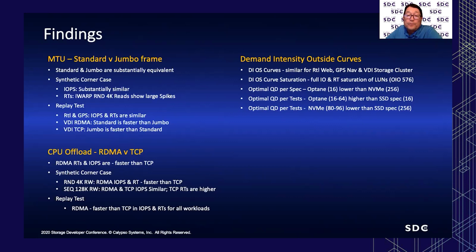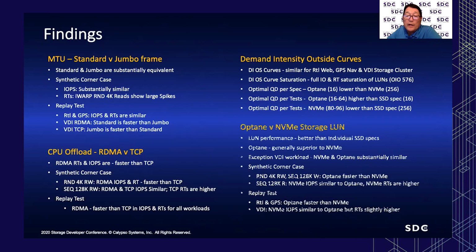In the individual SSD spec, we saw that the optimal queue depth for Optane was 16, and for NVMe it was 256. But in the actual test, we saw Optane had optimal performance between 16 and 64 queue depth, which is much higher than 16. And the NVMe had optimal performance at the 80 to 96 queue depth, which is much lower than 256. So these differences in optimal outstanding IO are due to the nature of the workload, the changing combinations of IO streams, and the block sizes of those accesses.